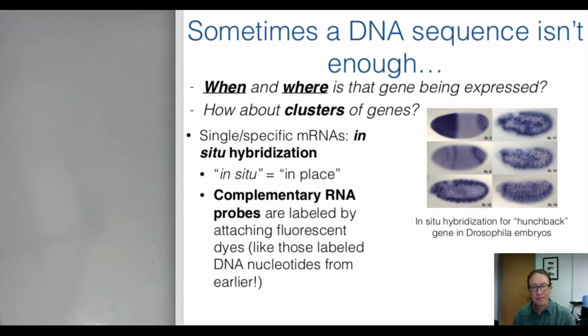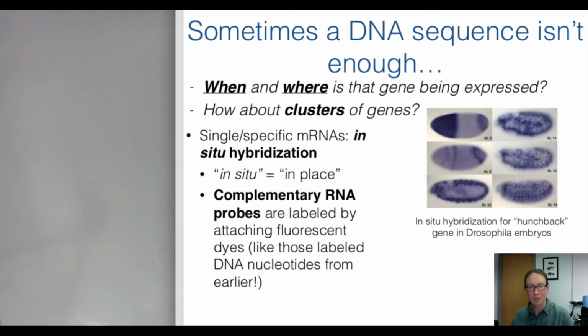And so then what you can do once you have a complementary RNA probe is apply that probe to the organism that you're interested in and visualize where that probe winds up, and when that probe shows up and binds to something in the organism of interest.